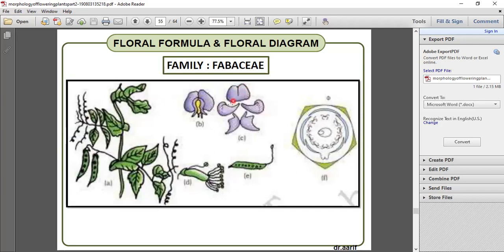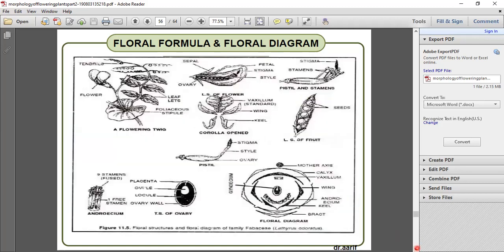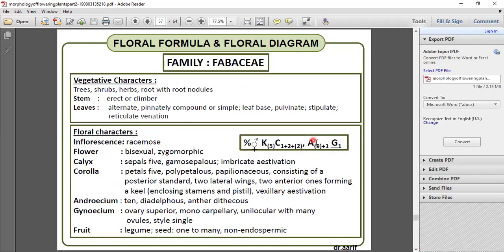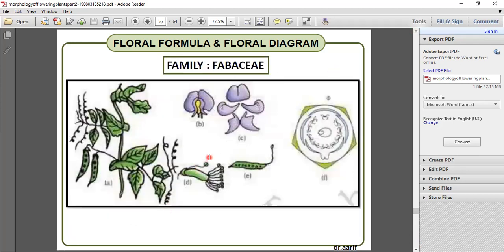Understood? Now, these are two which are separate from each other and these two are in connection with each other. So that's why 1 plus 2 plus a bracket for these two petals. Now we will look into the next symbol, that is A 9 plus 1. Why is there a bracket? You can see this part is the androecium. How many stamens are there in this? Can you count, please?